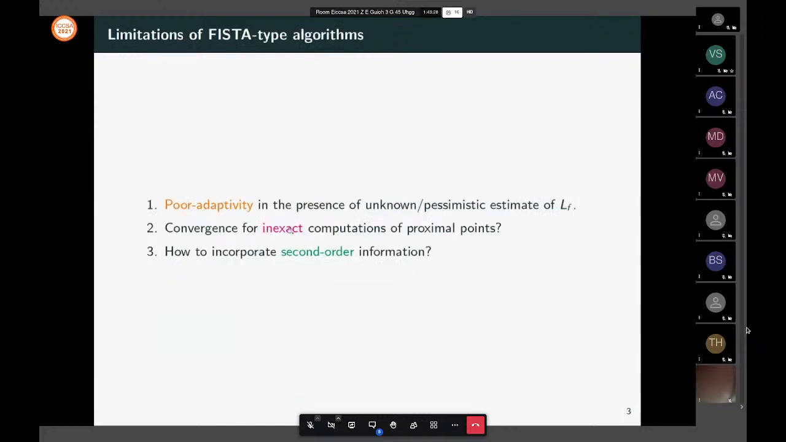Then there is the fact that you are computing proximal points. Those are solutions of optimization problems. If you are lucky, you can find an explicit closed-form expression, but very often this is not the case. Think, for instance, of having a total variation regularization: then you cannot compute the proximal point in closed form.